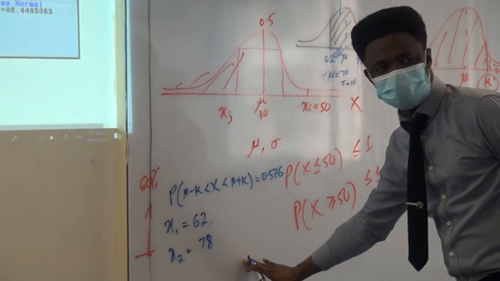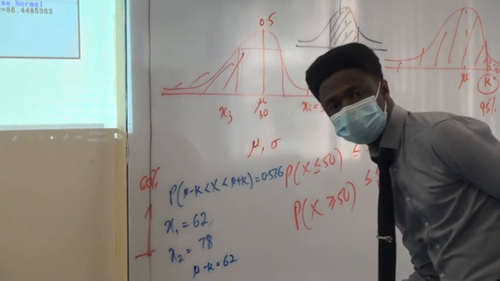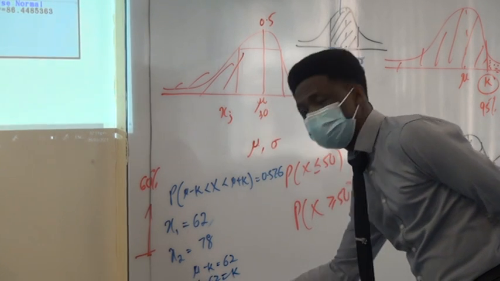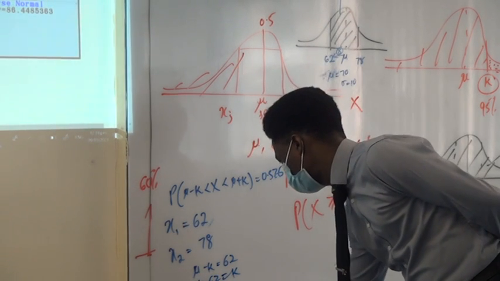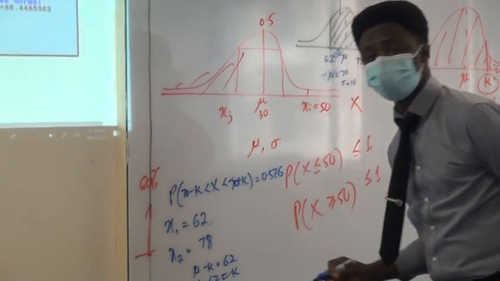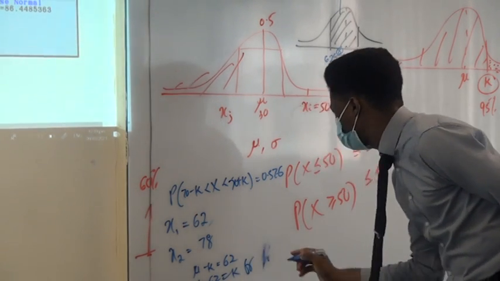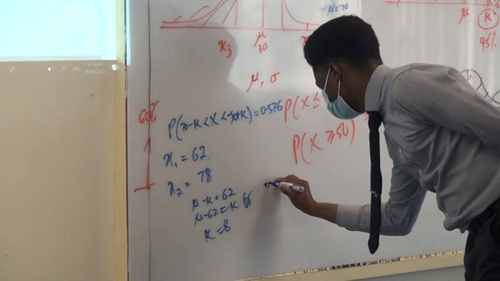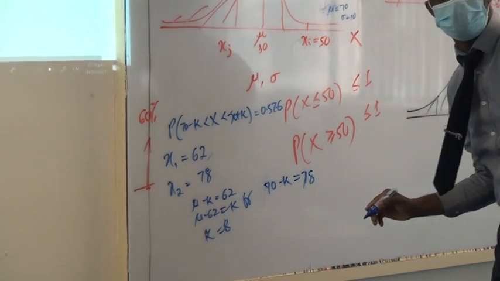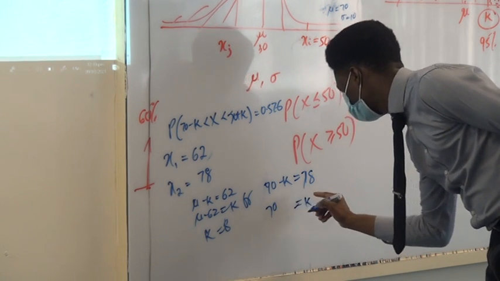So if you get that, you will then say, it means my mu minus k has to be 62, which means my k is mu minus 62. Your mu is 70, so automatically your k is 8. Of course, I wouldn't write mu here. I would write 70 minus and 70 plus. If you don't use x1, you can use x2. Using x2, it means 70 plus the same k is 78, according to your calculator. So you get k is equal to 70, wait.